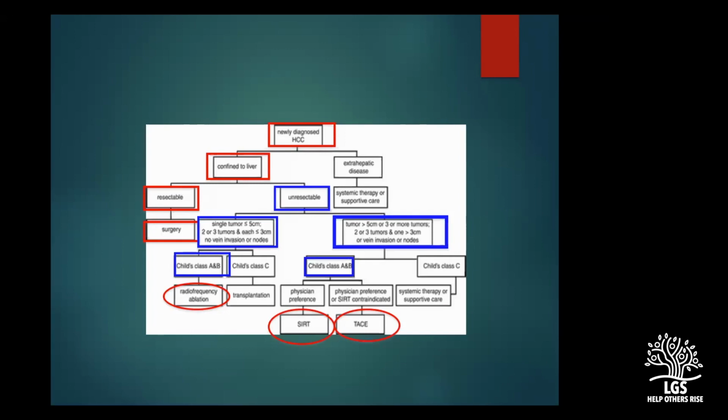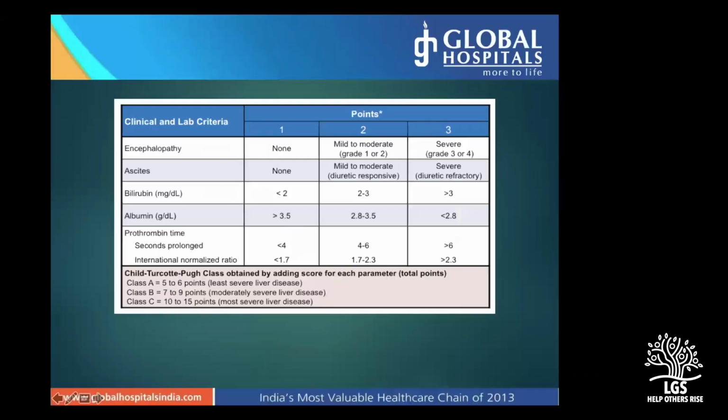Having said that, even in Child C, we do offer TACE, we do offer ablation, we do offer TARE in a small subset of patients. So it's not necessarily Child A and B. In our practice, we have seen good results even in a certain subset of patients who belong to Child class C. When it comes to the TACE procedure, the technique that we follow is something that I'm going to show you all in the next couple of slides.